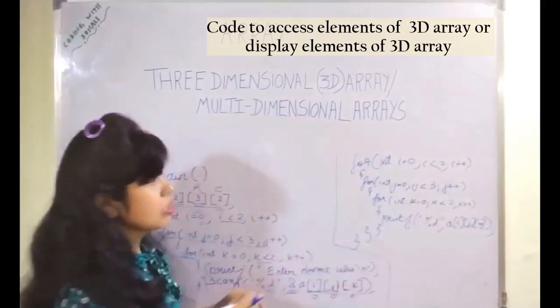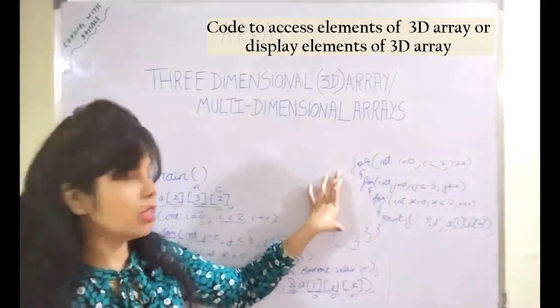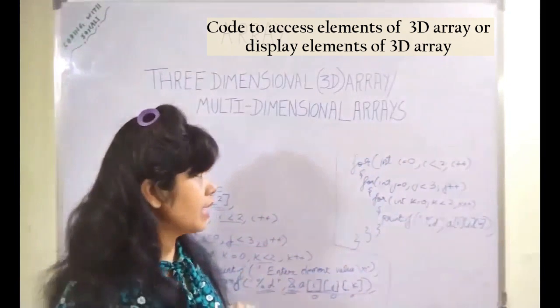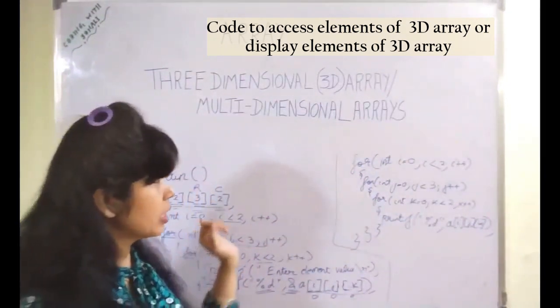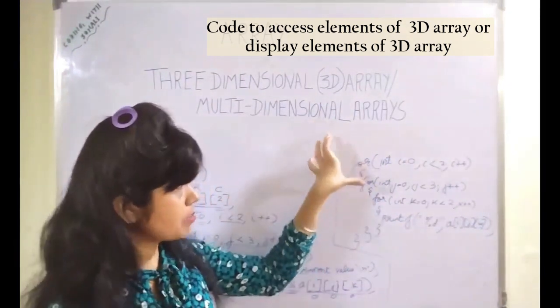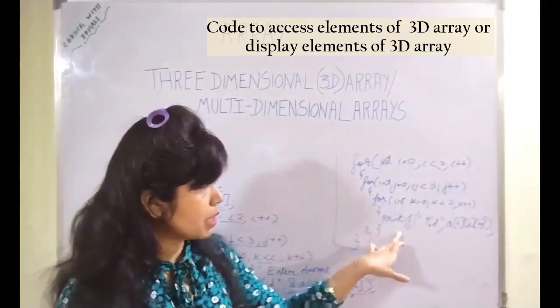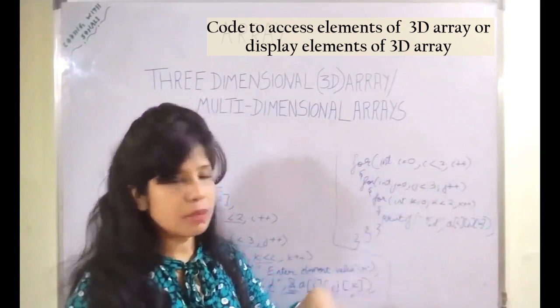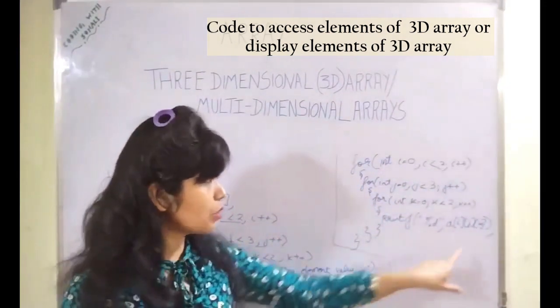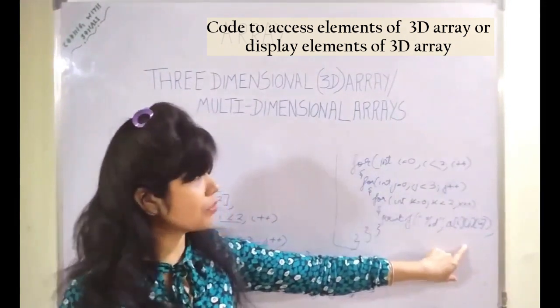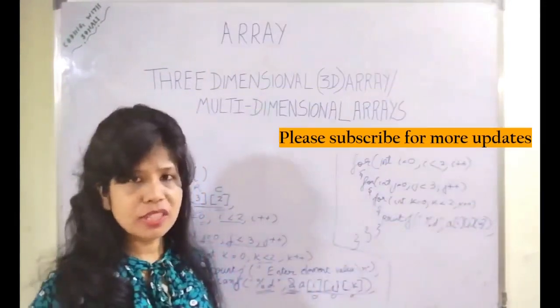So in the main function you can simply write one more function in order to display the elements of the 3D array. You can call the display function from the main function, and in the display function you can write this piece of code, and simply in this manner you will display all the elements of the 3D array. So we are using the subscript format in order to simply print the elements of the 3-dimensional array.